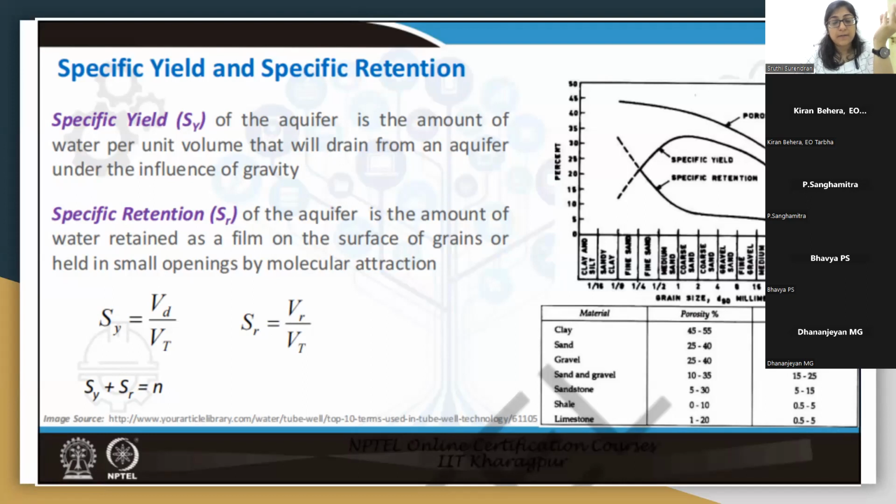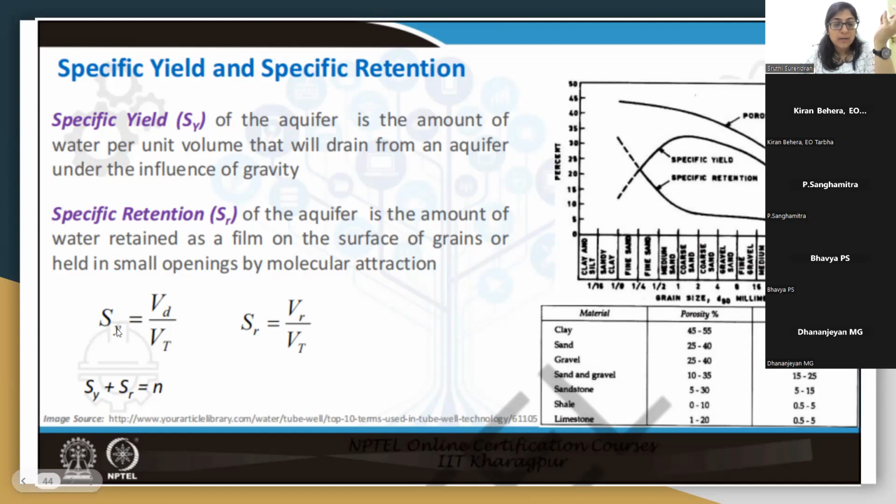Porosity by definition means the volume of the voids in a soil. Now, soil is a complex matrix consisting of soil particles. There will be pore spaces. These pore spaces are called voids. So the volume of the voids to the total volume of the soil sample is called porosity. Now, when all of the pores are filled with water, it is going to be a saturated soil media. So that is giving us the porosity of the soil.